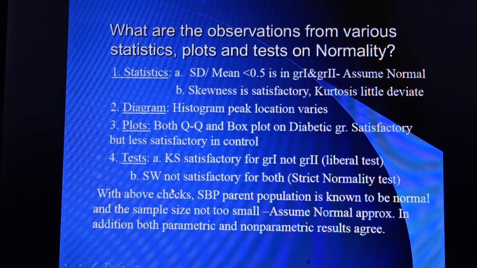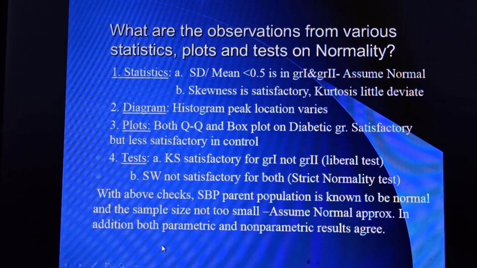So with the above checks, and in addition our knowledge that the parent population of SBP is known to be normal, and the sample size is not very small, we prefer to assume normal approximation. In addition, both parametric and non-parametric results are agreeing. In my experience, many such exercises were done where the results were agreeing, even where normality was suspected.